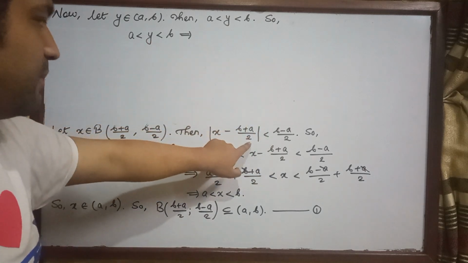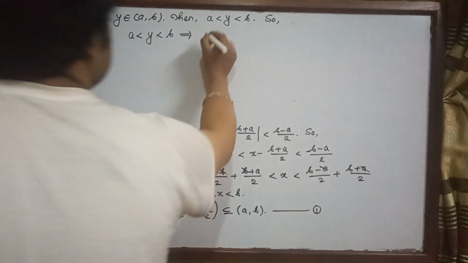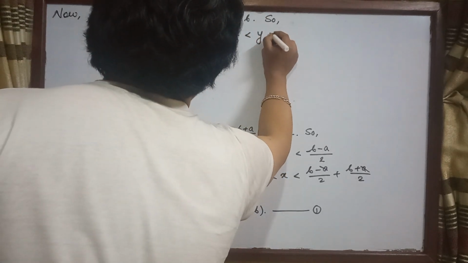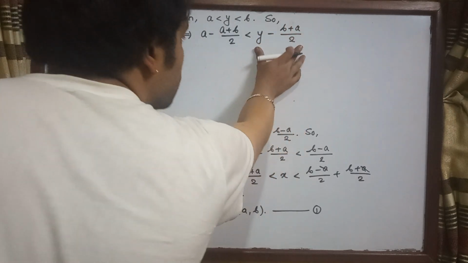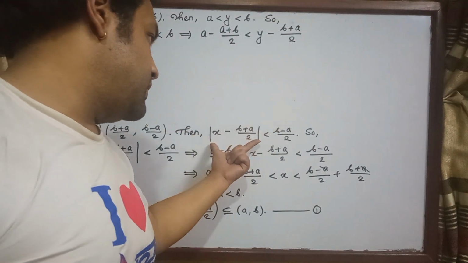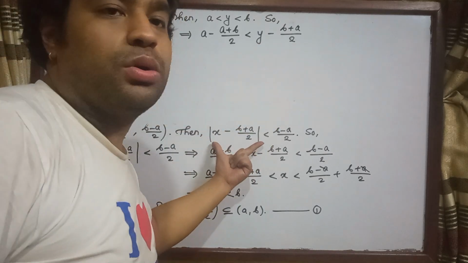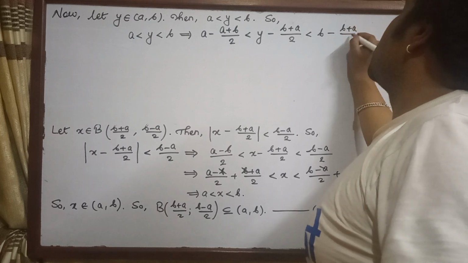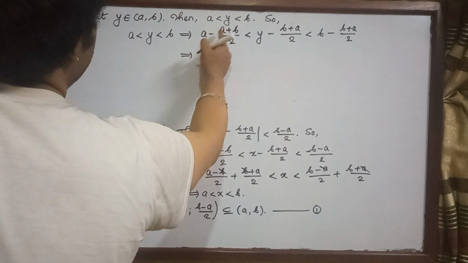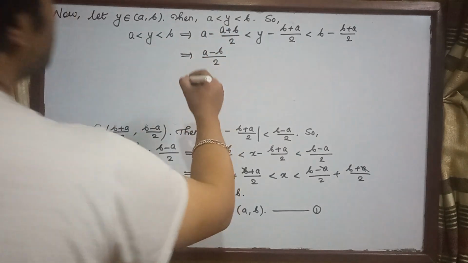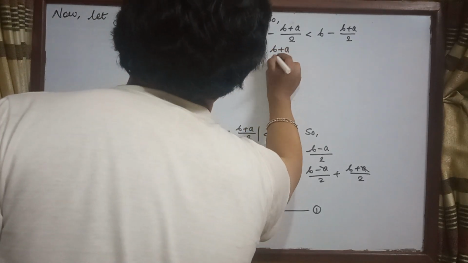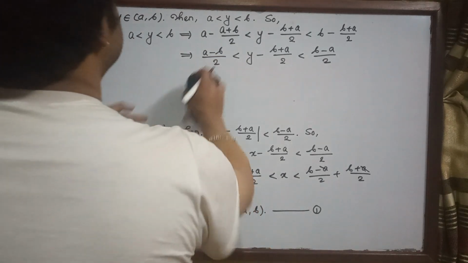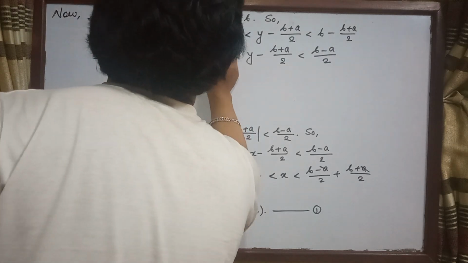Let's subtract B plus A over 2 from all the sides. Let's see. A minus A plus B over 2, or B plus A over 2, or whatever. Y minus B plus A over 2, because this is what we need to show, instead of X, we need Y now. Less than B minus B plus A over 2. Let's just simplify this. 2A minus A minus B means A minus B over 2, okay? Y minus B plus A over 2 as it is. If you simplify this, this is B minus A over 2. Now if we simplify this part, we're going to get something like minus B minus A over 2.